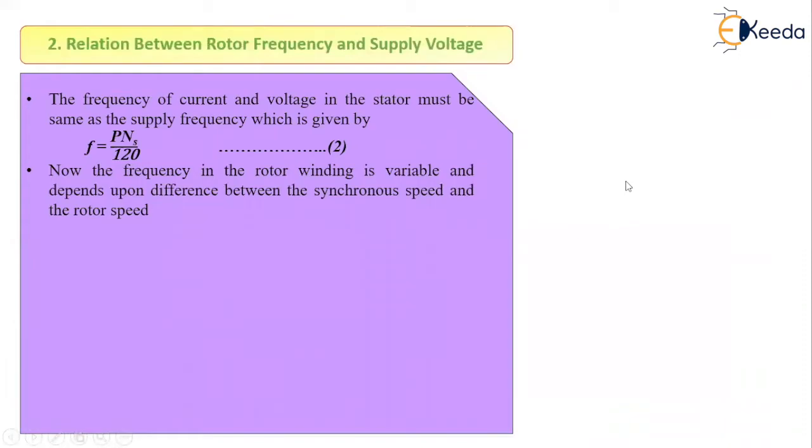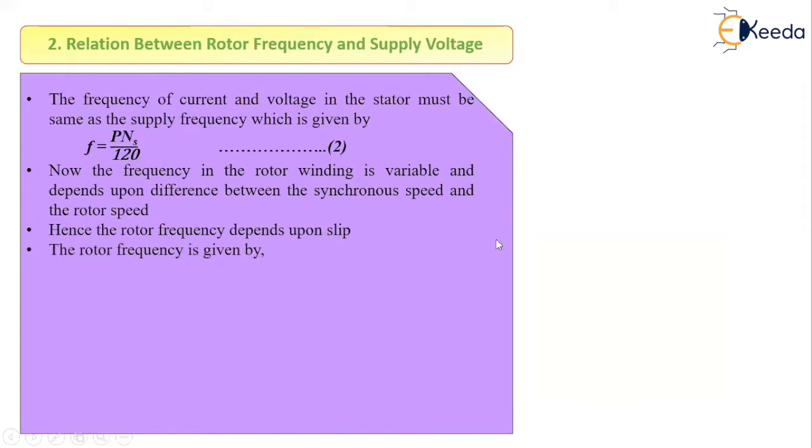Now we know that the rotor never rotates at the synchronous speed. There is always a certain difference between the rotor speed and the synchronous speed. Because of this, the frequency in the rotor winding is always variable, and it depends upon the difference between the synchronous speed and the rotor speed. So the rotor frequency mainly depends upon the slip. We have seen in the previous video that the formula of slip is S = (Ns - Nr)/Ns. Here Ns - Nr is the slip speed. When the slip speed is expressed as a fraction of the synchronous speed, it is called slip.